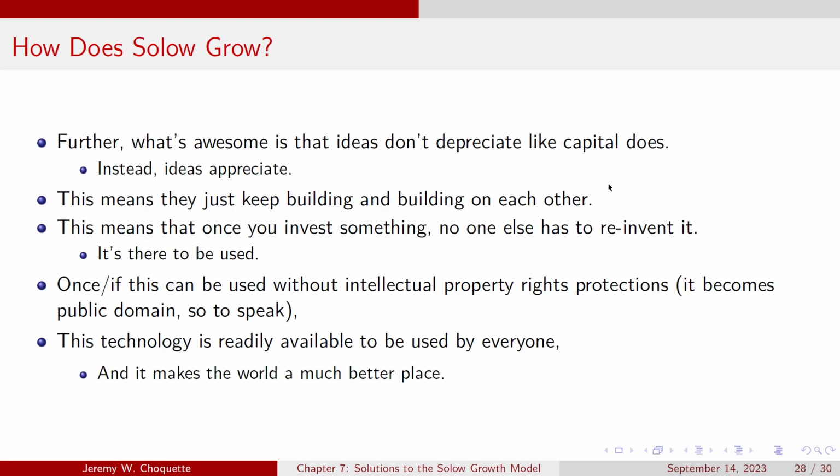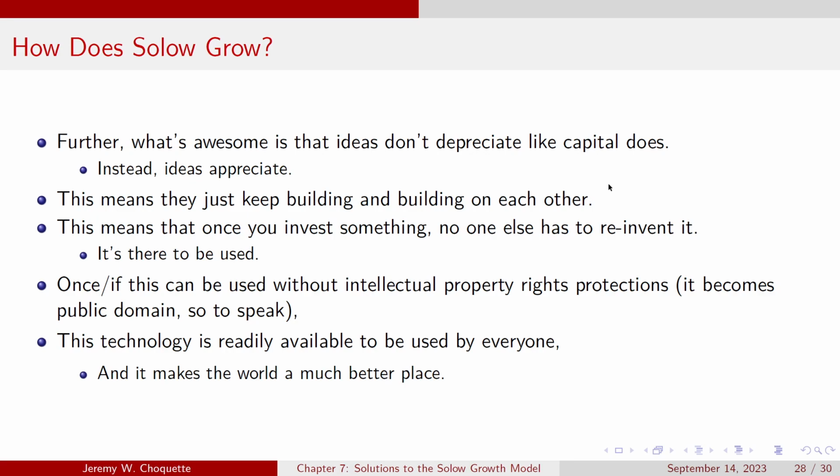Now, another thing that's awesome about this is that when we get ideas, these ideas don't depreciate like capital does. Capital falls apart over time. It's a physical object. It's not going to last forever. Ideas, on the other hand, aren't going to fall apart. It's not like, oh, I came up with the idea for the internal combustion engine, and then that idea just falls apart, and for some reason we forget how to make the internal combustion engine. No, we know how to make it. We know what it does. Maybe you couldn't build one yourself, but you probably have a pretty good idea of how it works. So once that idea is put into place, it's not going to fall apart.